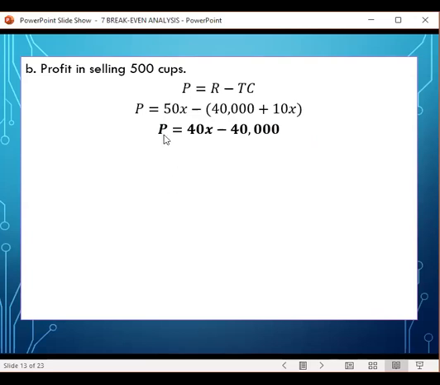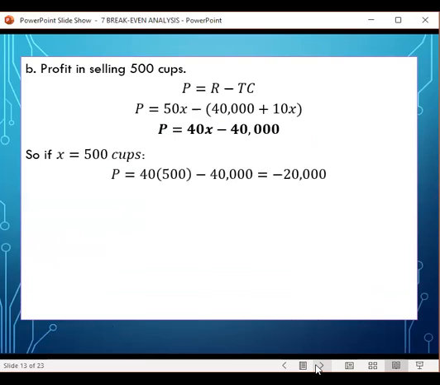Now, the 40x minus 40,000, this is the function for the profit. If you are able to solve a positive value for P, then there is a gain. But if the profit here is negative, then there is a loss. So substituting 500 to X, you get a profit of negative 20,000 pesos. Meaning there is a loss of 20,000 pesos because the calculated value is negative.